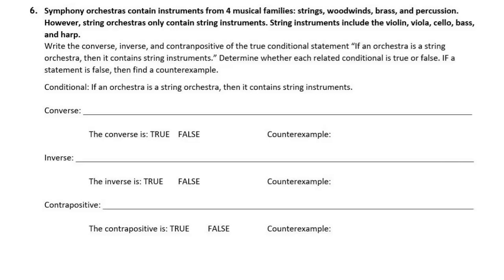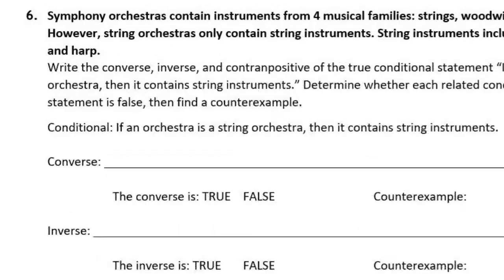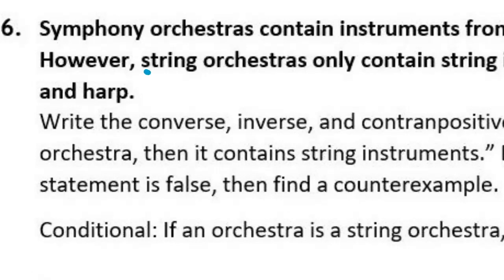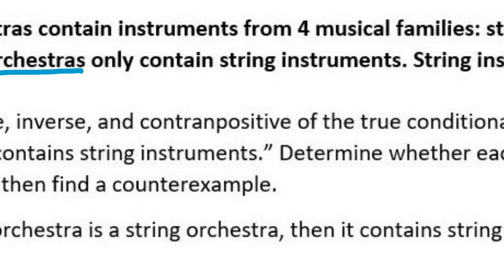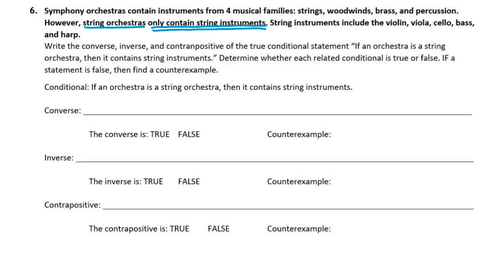Piano, nice. For this example, I want to look at some instruments, specifically some string instruments. A symphony orchestra contains instruments from 4 musical families. So you have strings, you have woodwinds like flutes and clarinets, you have brass like trumpets and trombones, and you have percussion, so drums and xylophones. However, a string orchestra only contains string instruments. The string instruments include the violin, the viola, the cello, the bass, and the harp.